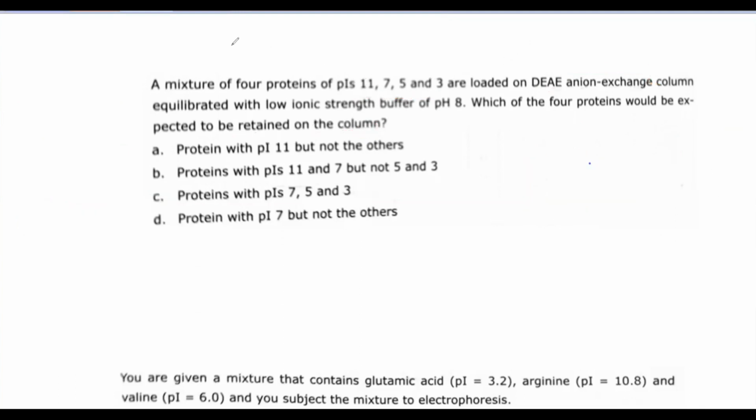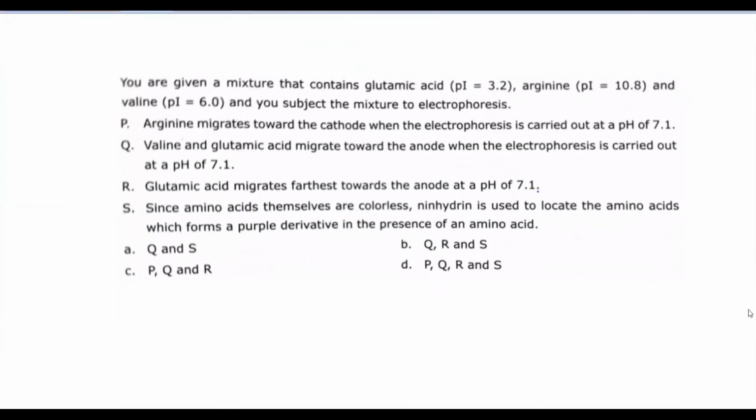Okay. Next one. You are given a mixture of, what mixture are you given? Glutamic acid, arginine and valine. And they have given their pIs. And you subject the mixture to electrophoresis.